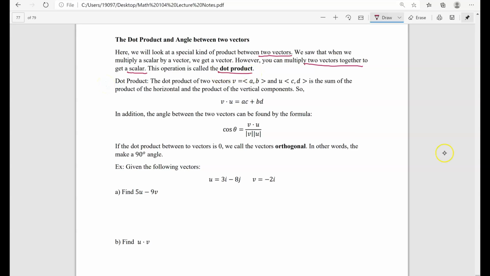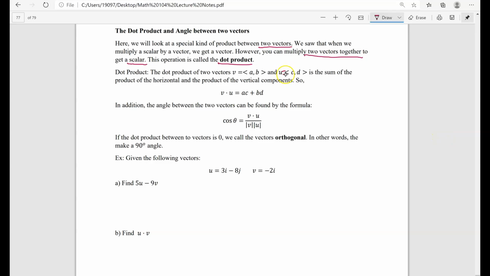The dot product is very basic. Oh, I forgot an equal sign there. The dot product of two vectors is just the sum of the product of the horizontal components and the product of the vertical components. So if V is equal to (a, b) and U is (c, d), then the dot product of U and V is going to be multiplying a and c together and then adding the multiplication of b and d together. So in the end, you're going to end up getting a number.